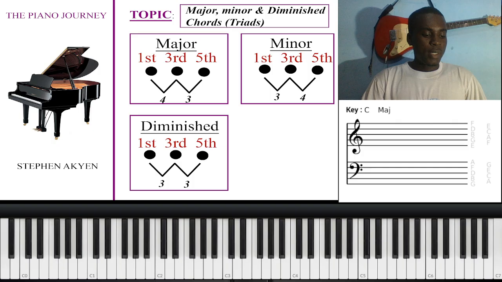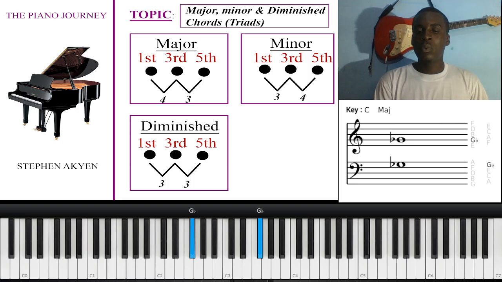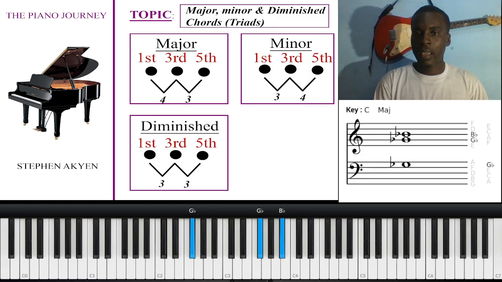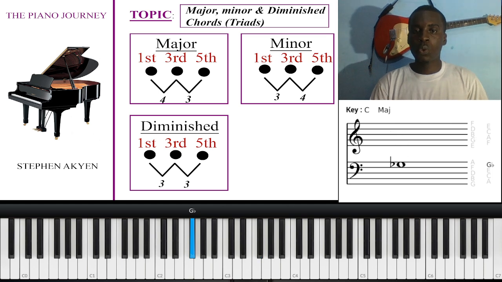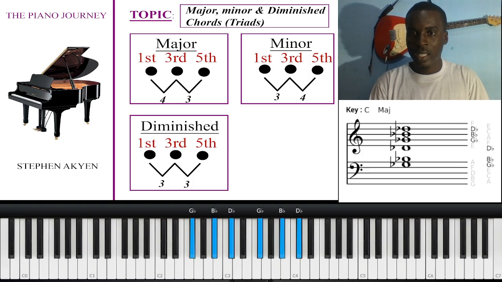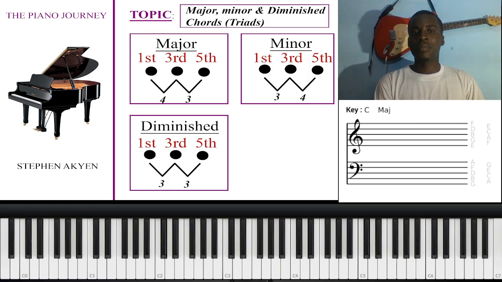Let me use one more example. In the key of F sharp, for instance. This is our F sharp notes. Now, from here we count 1, 2, 3, 4. We land here. Then from here we count 1, 2, 3. We land here. Then we play together. So this is what I mean. So that is all about major chords.